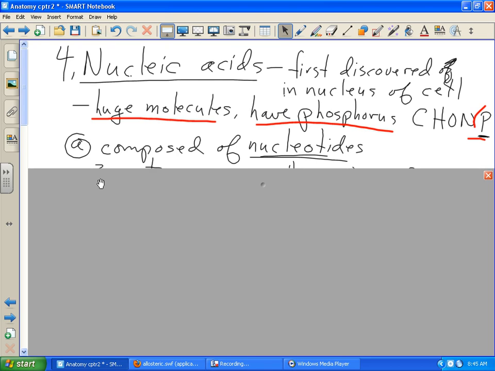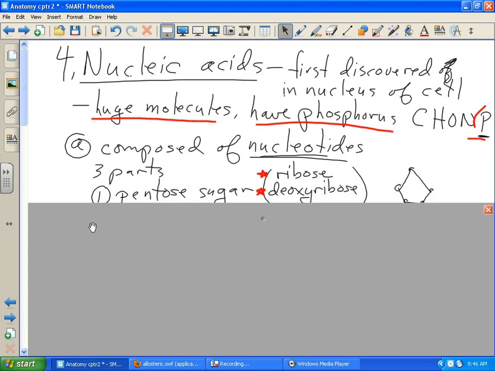Just like everything else organic, it's built of smaller things. Carbohydrates are built of monosaccharides. Lipids are built from fatty acids. Proteins are built from amino acids. Nucleic acids are built from nucleotides. That's what's called the monomer. Okay, it's the building block of nucleic acids.